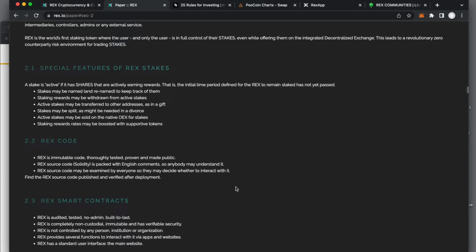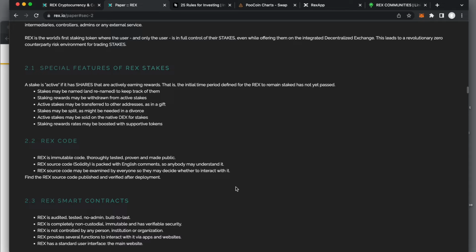Active stakes can be transferred to another address. So you can literally just send a stake to another address as a gift. That other address doesn't have to ever have interacted with the Rex protocol, so it can be any address on the Binance Smart Chain, and that recipient then has an active stake that is earning rewards. A stake can be split into two equal parts, which might be needed if you, say, get a divorce or want to split up a joint custody stake for some reason.